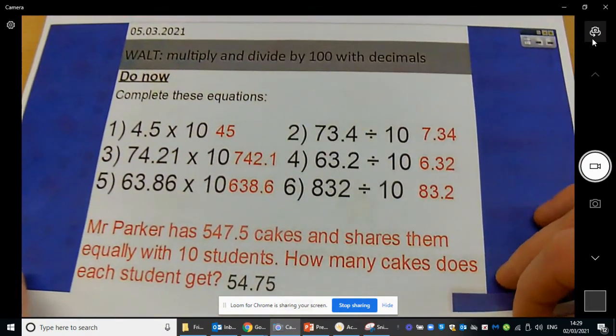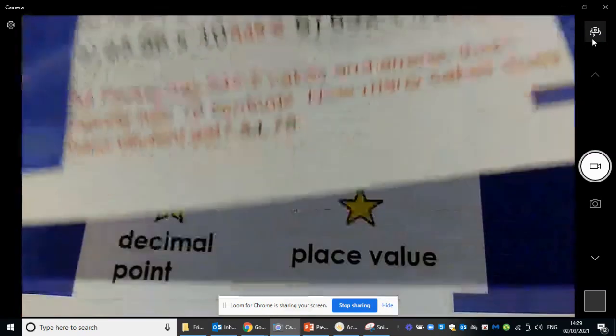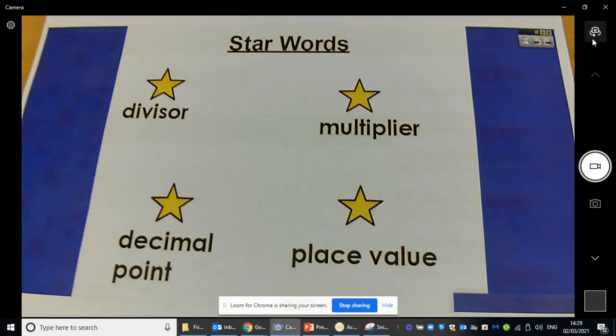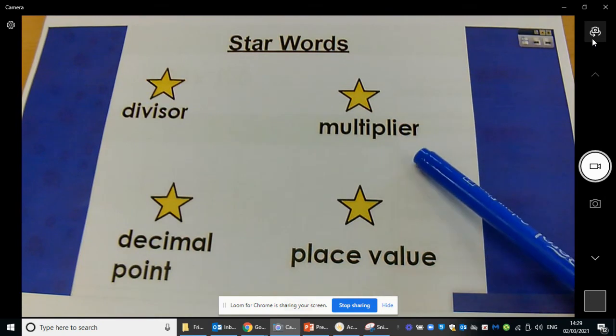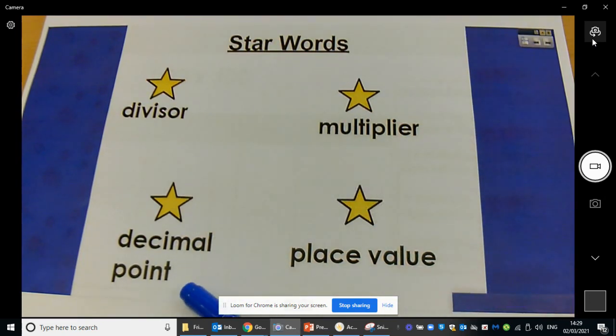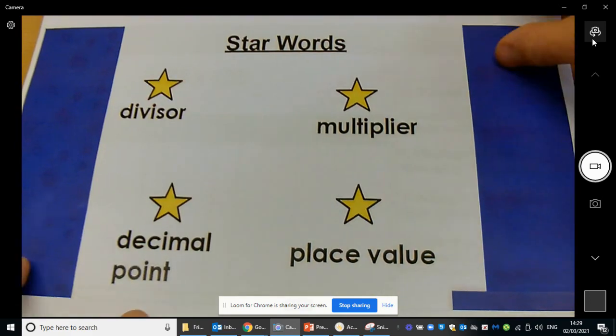So as I said, today we are going to be multiplying and dividing by 100 with decimals. So very similar to what we did yesterday, really. So our star words are the same as well. So repeat after me. Divisor, multiplier, decimal point, place value. Excellent stuff.